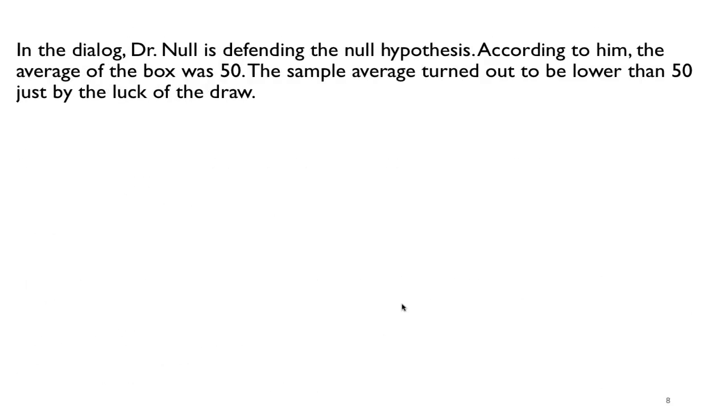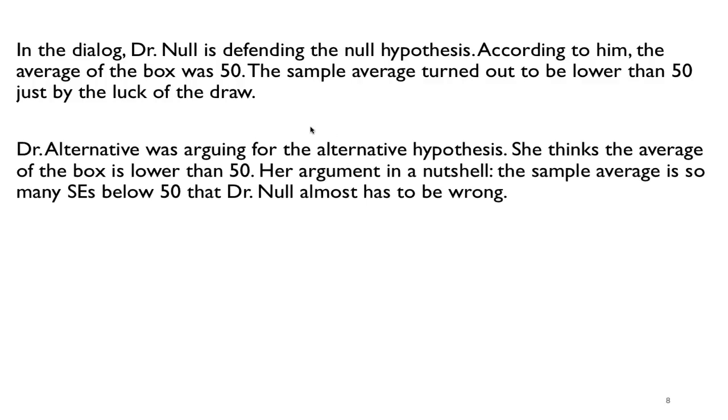So Dr. No is defending the null hypothesis. According to him, the average of the box was 50, and the average turned out to be lower than 50. It's just due to chance. It's just the luck of the draw. Dr. Alternative thinks that the average is lower than 50, and her argument is this: the sample average is so many SE below 50 that Dr. No should be wrong, she thinks.